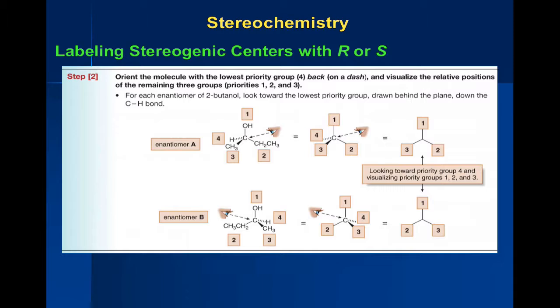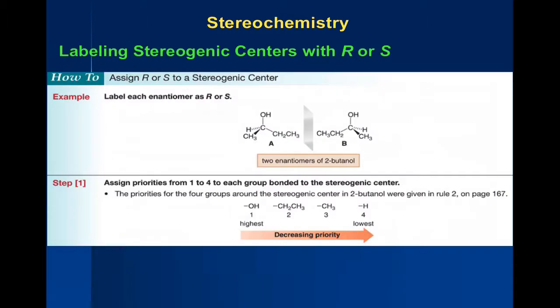Okay? Now, what we have to do, and this is why building a model is so important, we're going to grab the lowest priority group, whatever it happens to be. In this case, it's hydrogen. And we're going to turn it away from us. Okay? So if we build a model, let's build a model of one of these enantiomers. So you need 1 carbon atom and get 4 spheres. White, green, blue, and red. Let's go back. And let's just build enantiomer A.